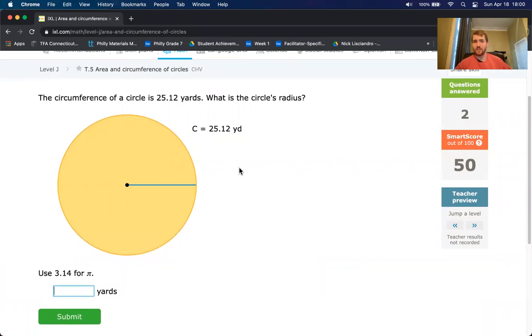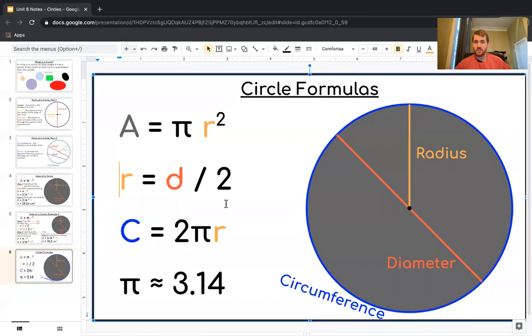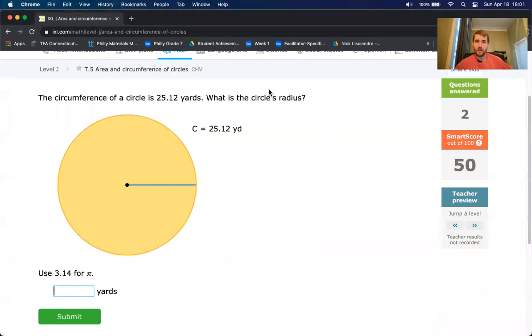So this one tells us the circumference of a circle is 25.12 yards. What is the circle's radius? So this is where we're going to need to use a little algebra to figure it out. Because we don't have a formula for the radius. The radius is something we want to use in these other formulas. We do have this formula, but we don't have the diameter either. So we're going to use this same formula and kind of work backwards. Circumference equals 2 pi r. So it always starts off the same. Write the formula you're going to use. C equals 2 pi r.